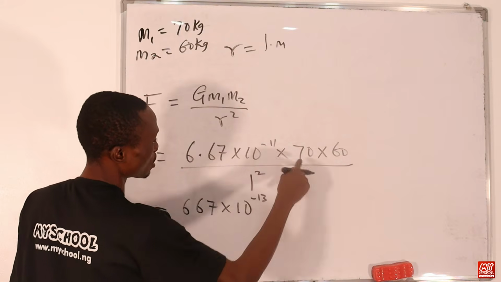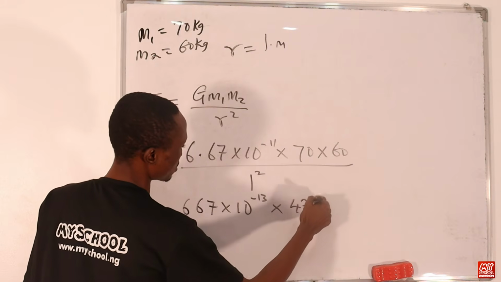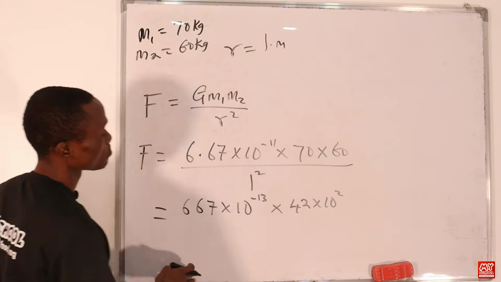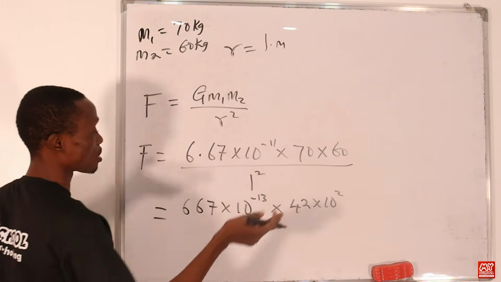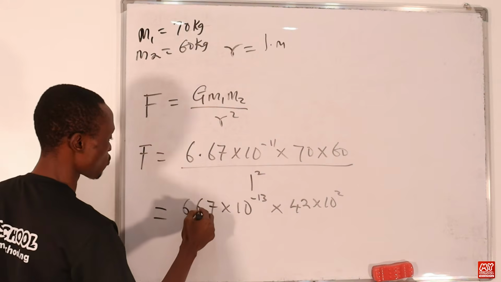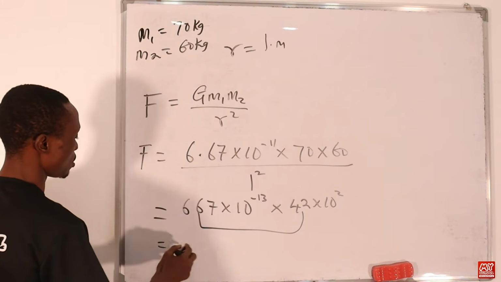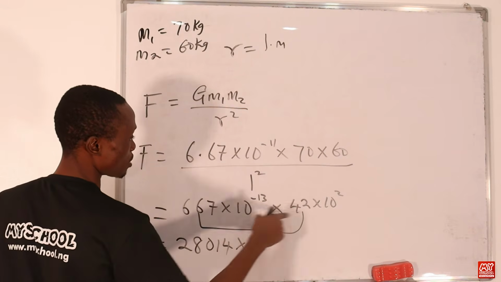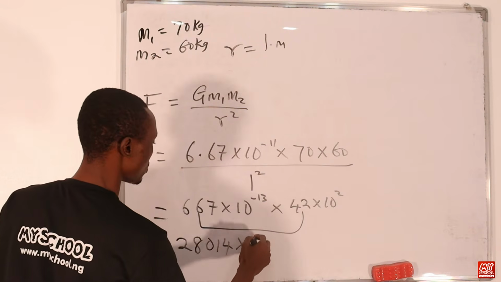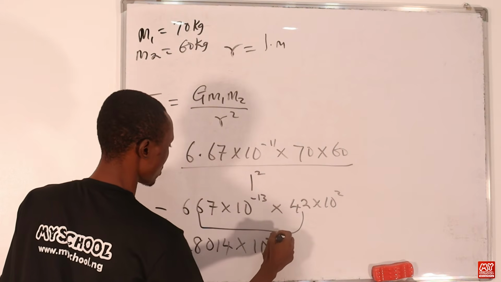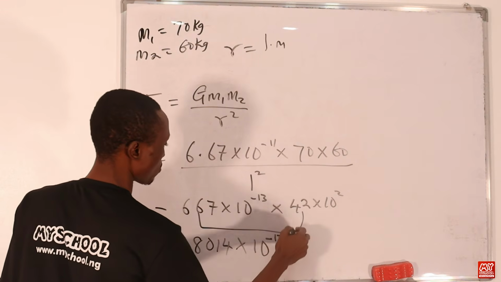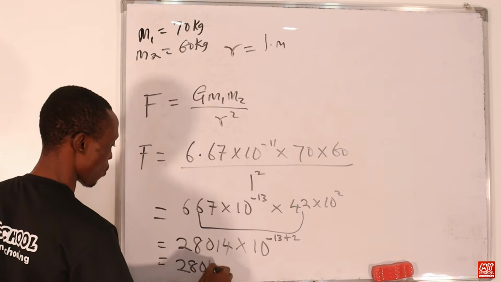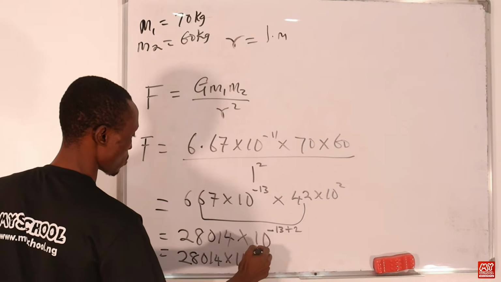then times, so if we multiply these two, definitely here we are going to be having 42, then times 10 raised to power 2. So that should give us like 4,200, right? Now divided by 1. So anything divided by 1 still remains that. So let's deal with this first. If we multiply these two, we are going to be having 28,014. Then times, of course, here we can apply the law of indices. So here we'll be having 10, then minus 13, then plus, since we're multiplying, plus 2. So at the end of the day, we'll be having 28014 times 10 raised to power minus 11.